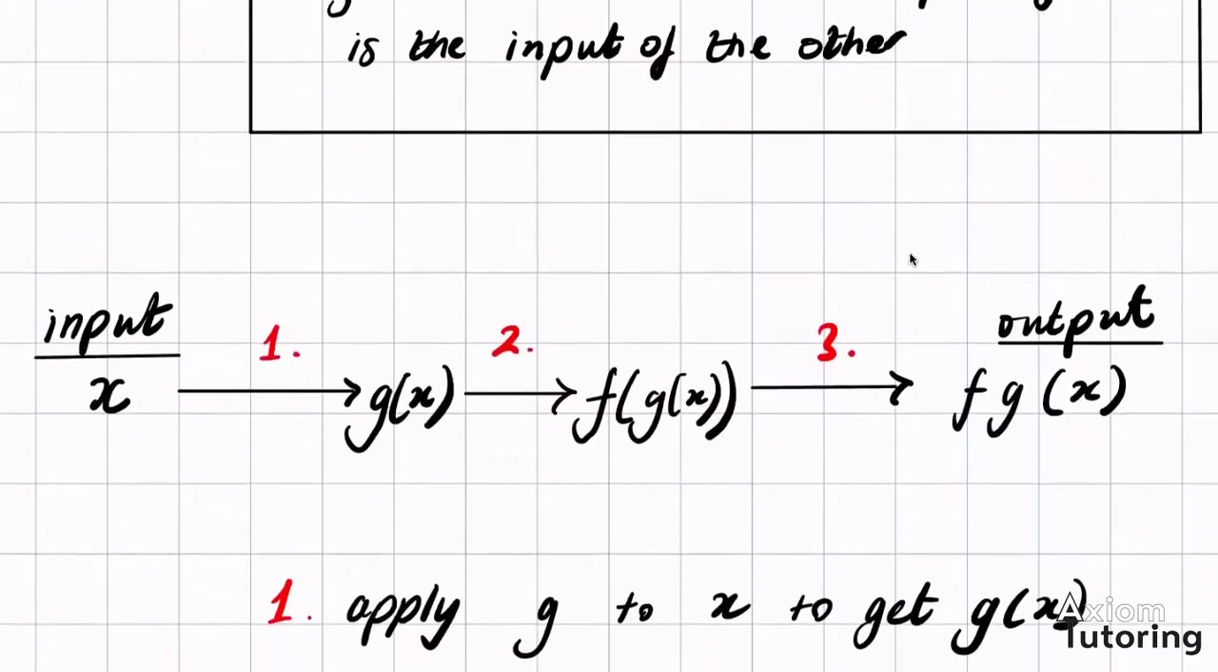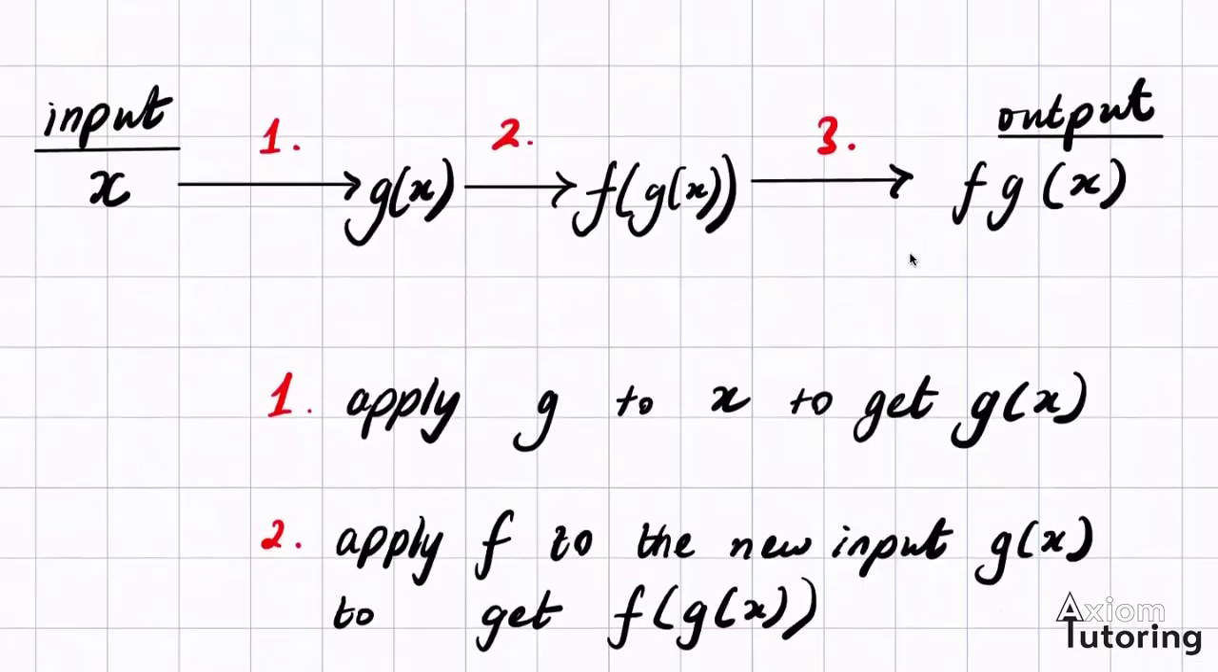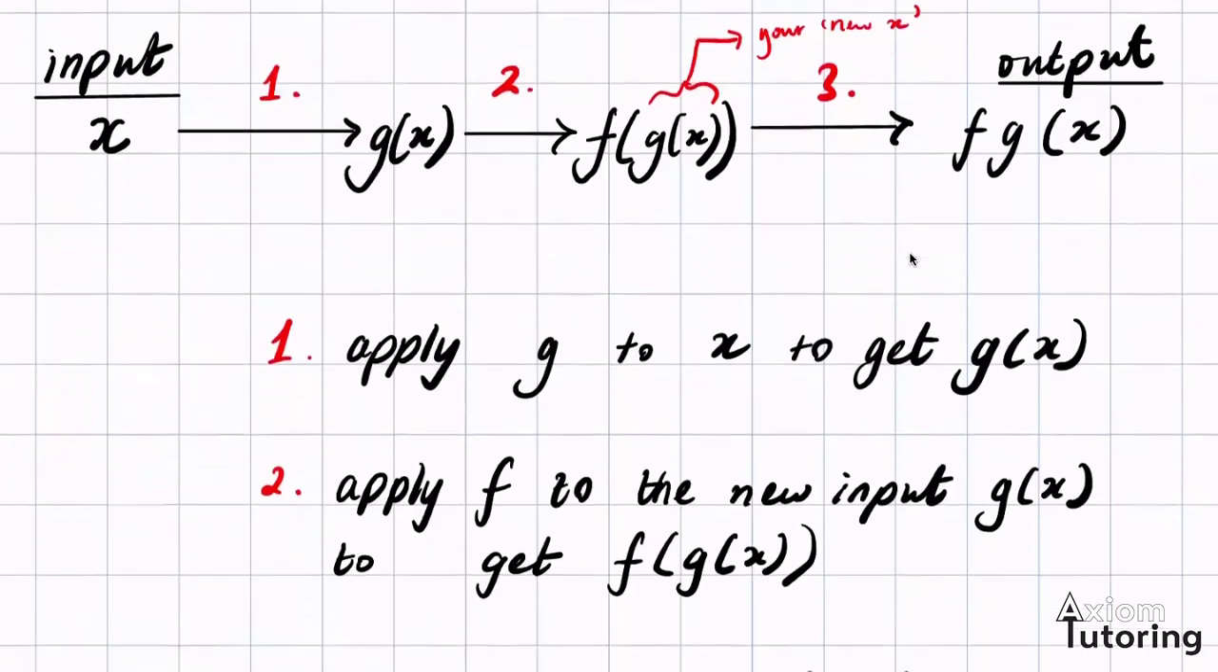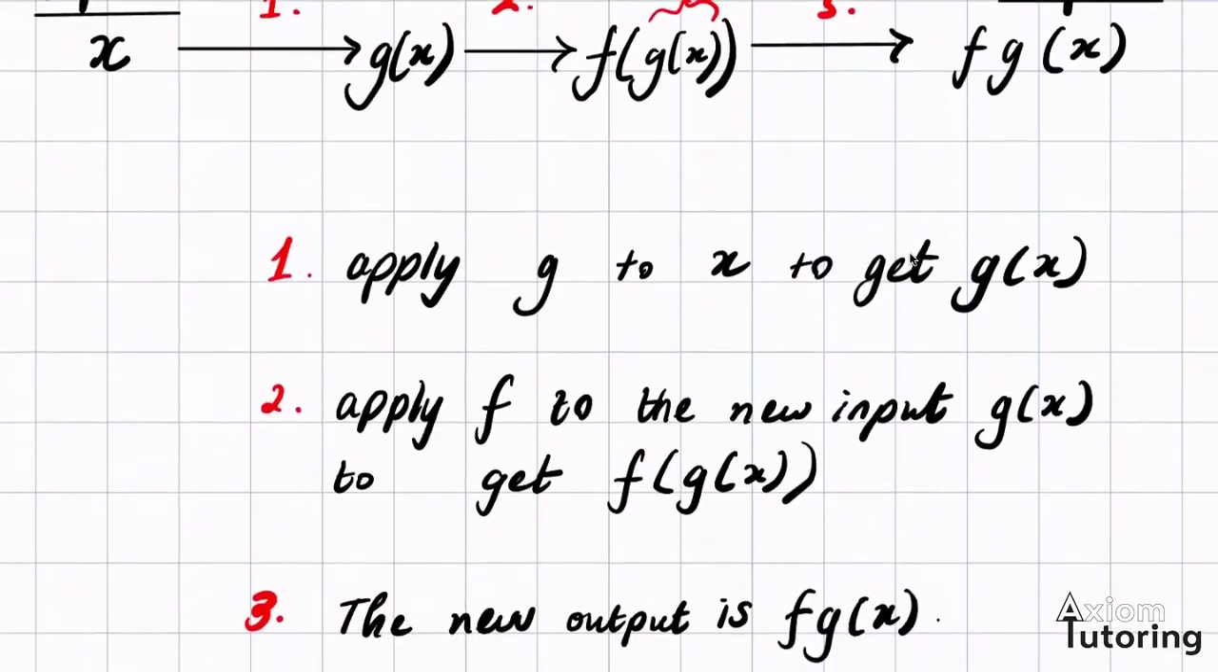So if we have a look here, let's say we have our input x, we can apply a function g to x to get g of x. Then if we have another function f, we can apply f to our new input g of x. So you can think of g of x as your new x, if that helps. So g of x is our new input to get f of g of x, and so our new output is fg of x. And that's the notation we use for composite functions.